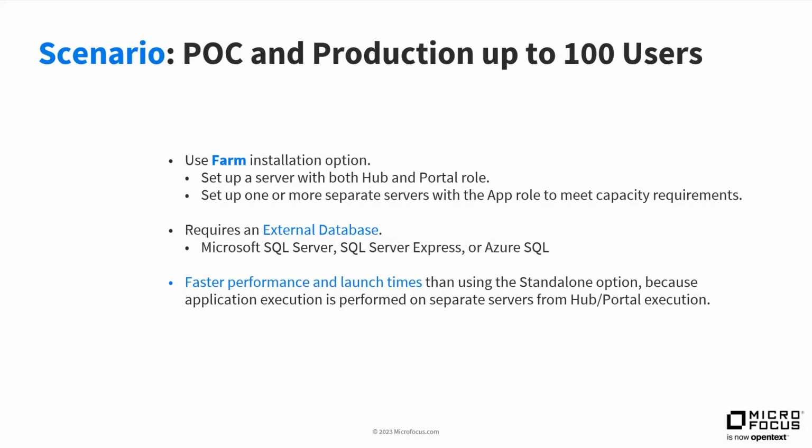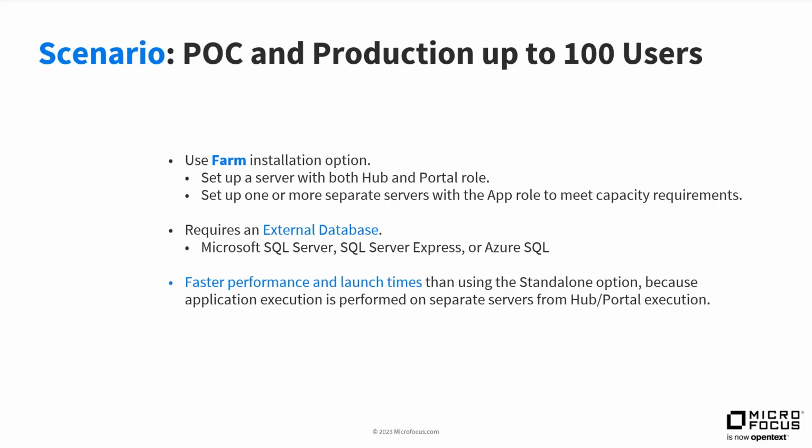For POC and production environments for up to 100 users, you should be using the farm installation option. You can set up a server with both the hub and the portal role in the same system to keep it simple. Or you can set up one server with the hub role and one server with the portal role separately. You'd also need to set up one or more separate servers for the application role with enough processing capacity or compute capacity to meet your application's requirements.